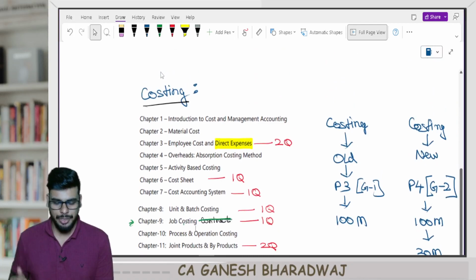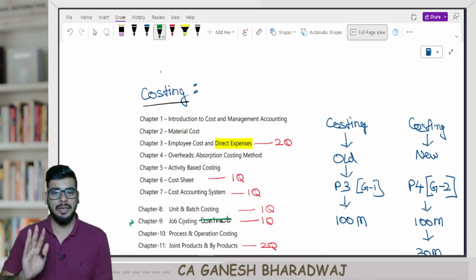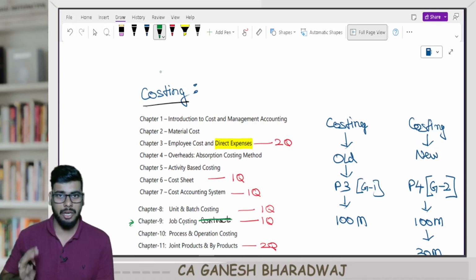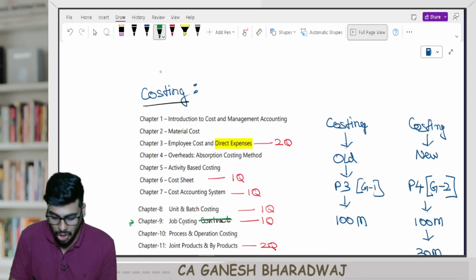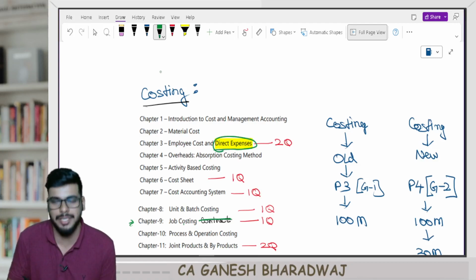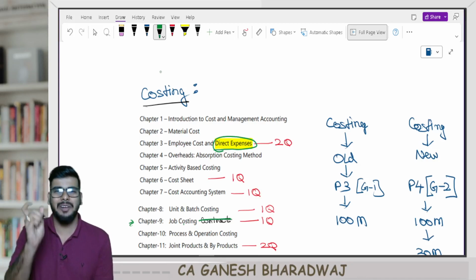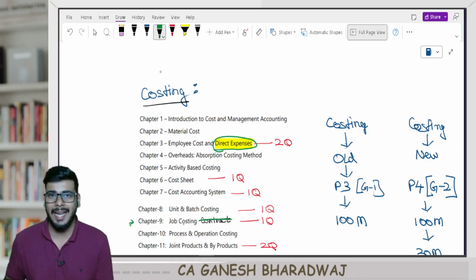One more thing they have done. In chapter number 3, earlier in the old syllabus, the chapter name was employee cost. Now, in the new syllabus, they have added direct expenses to employee cost. Are you clear with this? They have added one more portion called direct expenses.